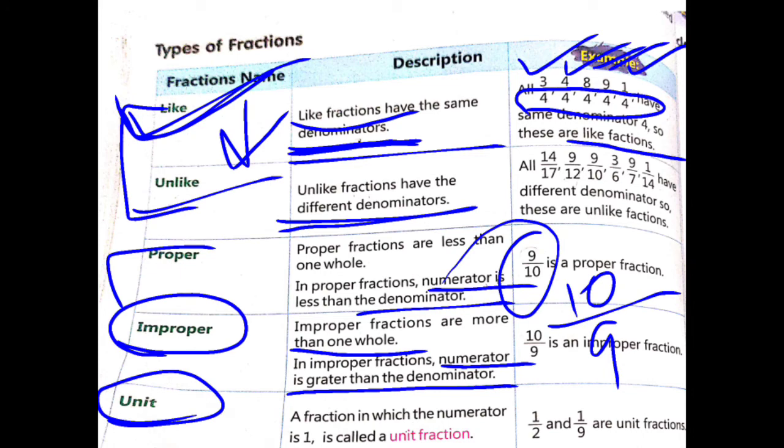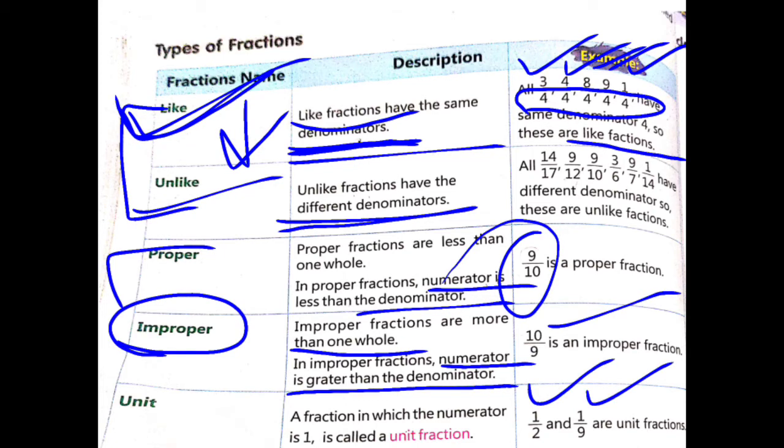Unit means when we are talking about unit, in every case it is 1. So a fraction whose numerator is 1, if the numerator of a particular fraction is 1, you can say it is unit fraction. In any case, if the numerator of the given fraction is 1, then you can say it is unit fraction. You can watch the examples 1 upon 2, 1 upon 9, 1 upon 3, 1 upon 5. All these are examples of unit fraction.